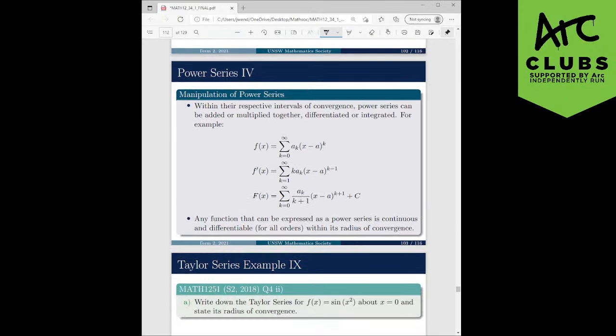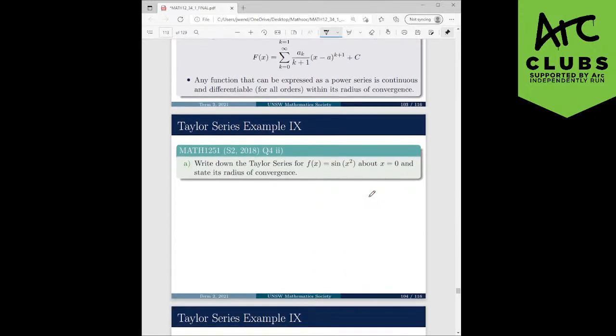Oh dear. Okay, observe the speed run. Manipulation of power series. You can multiply, you can add them, same deal as before. You can chuck out constants, you can integrate them, just do what you need to do to power series. A function that can be expressed as a power series will be differentiable and continuous as long as it's within the radius of convergence. So that's pretty powerful to work out the radius of convergence.